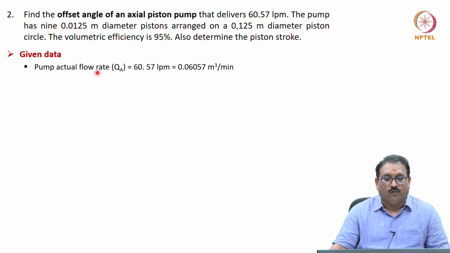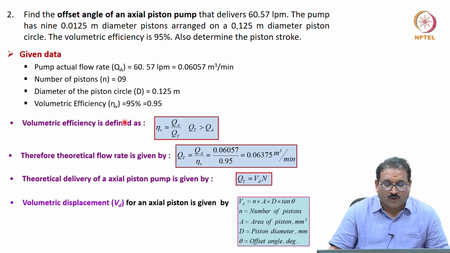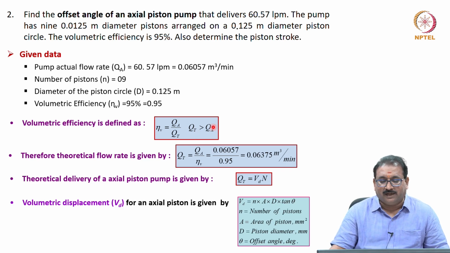Pump actual flow rate is given. LPM I converted into m cube per minute. Number of pistons is given as 9. Diameter of the piston circle is given. Volumetric efficiency is given. Volumetric efficiency, we already know the formula QA by QT, and QT is always greater than the QA. Therefore, the QA is given, volumetric efficiency is given, then you will calculate the QT, you will get this much.